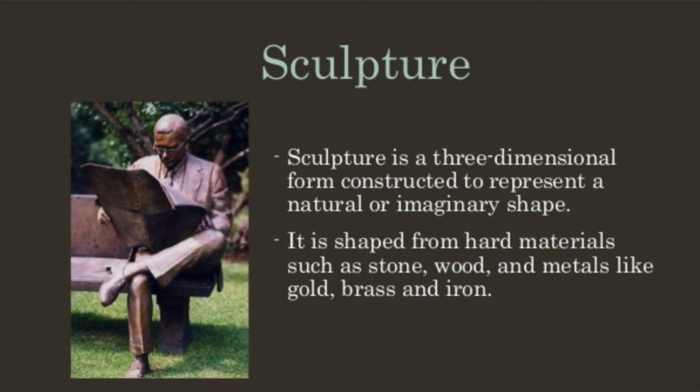So what is a sculpture? A sculpture is a three-dimensional form constructed to represent a natural or imaginary shape. And for the most part, sculptures are made from hard materials: stone, wood, metals, gold, brass.